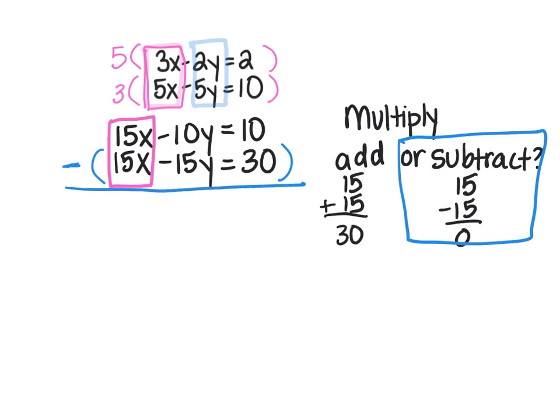So column 1, 15 minus 15, that equals 0. So we're going to cancel that out. So then we have negative 10 minus negative 15. So that's going to give me positive 5y. 10 minus 30 is going to give me negative 20. Divide by 5. And y equals negative 4.